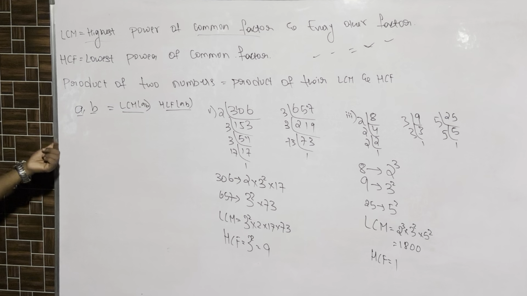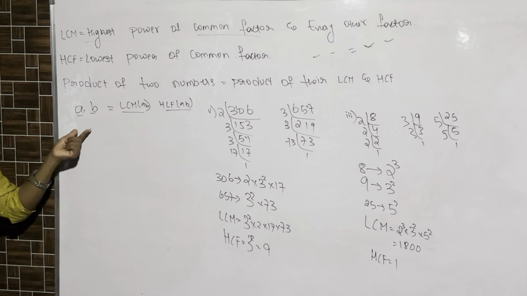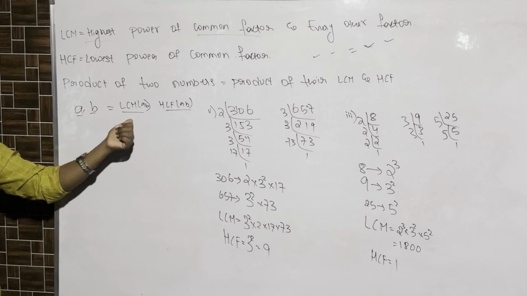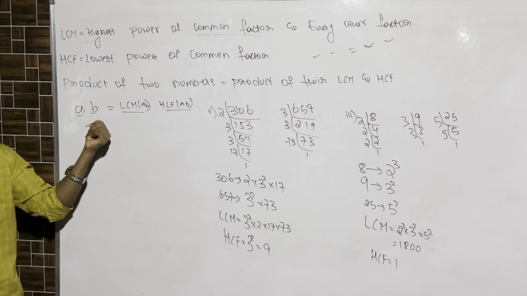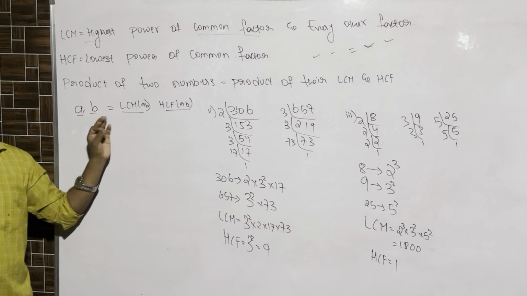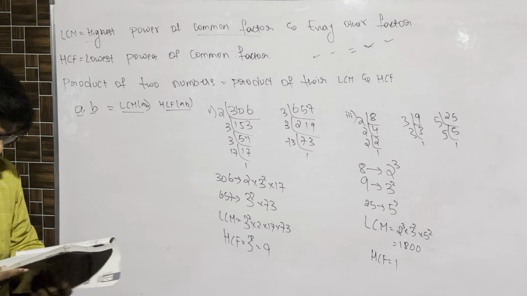Like two numbers will be given and their LCM will be given; we have to find the HCF. Two numbers will be given and the HCF will be given; we have to find the LCM. The LCM and HCF of two numbers will be given and one of the numbers will be given; we have to find the other number. In any case, we have to utilize this formula. Correct? Understood this? Right. Let me find a question.